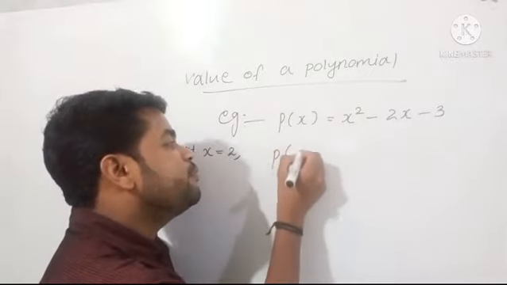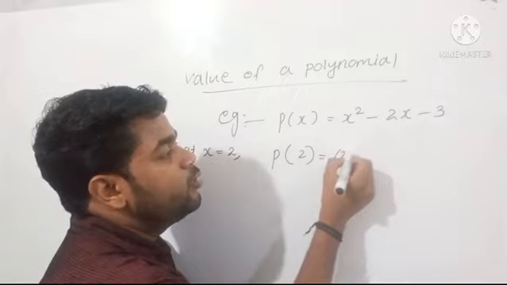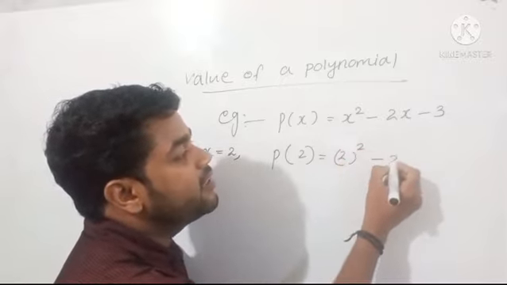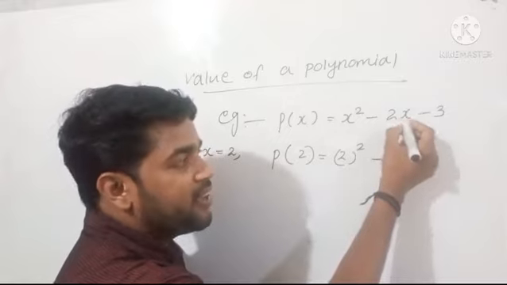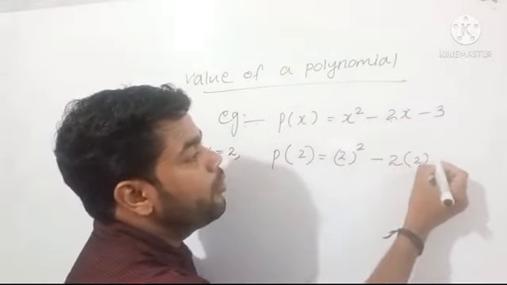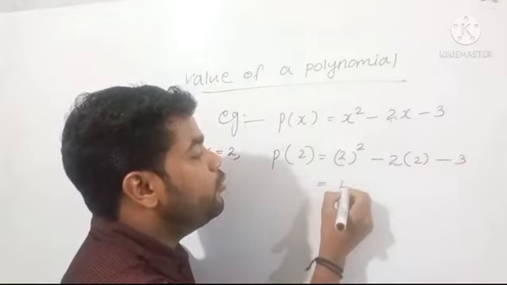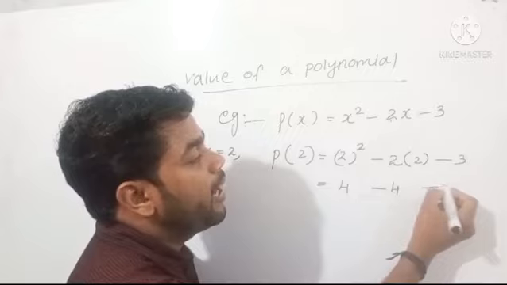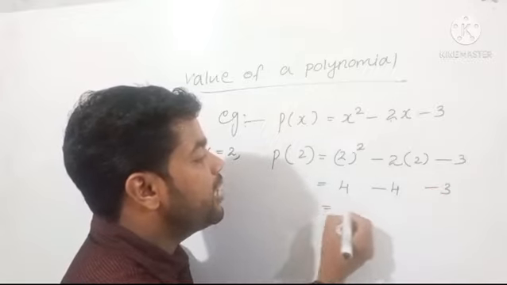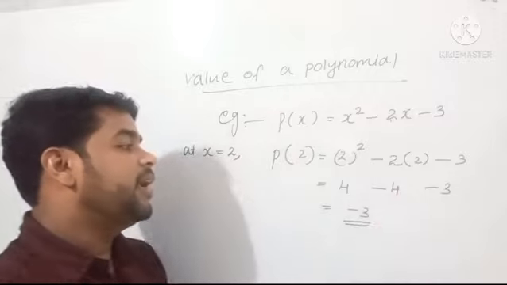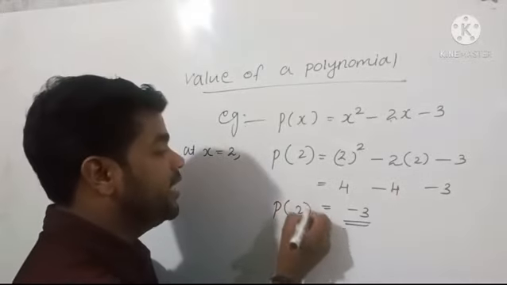So I call it p of 2, that is, in place of x you can substitute 2. x square is 2 square, minus 2x means 2 into x, so 2 into 2, minus 3. 2 square we know is 4. Then minus 2 into 2, that is minus 4, minus 3. 4 minus 4 is 0, then remaining minus 3. So p of 2 becomes minus 3.